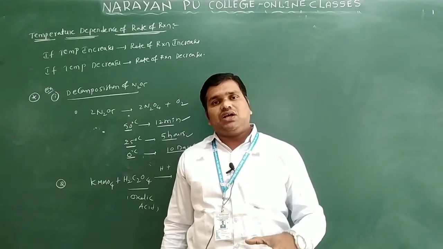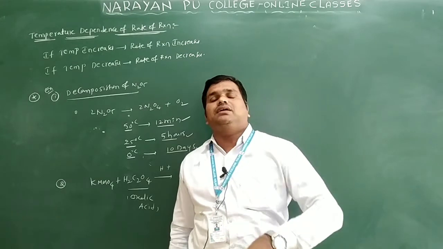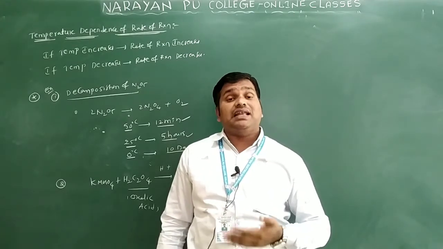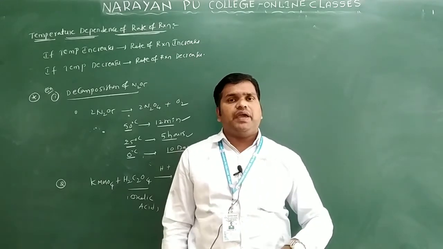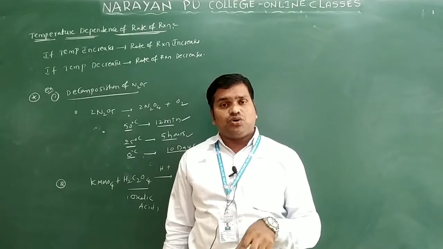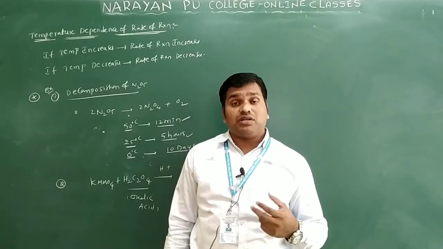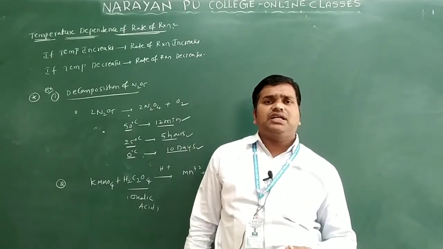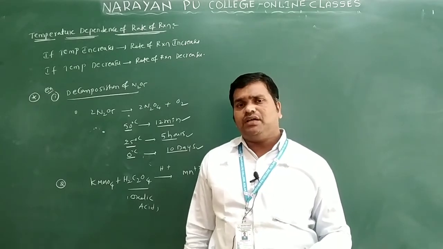Suppose you are not heating the conical flask with oxalic acid. Then the reaction is not completed in a short time. It will take more time. More consumption of the KMnO4 takes place, and there is no sudden change in the color of the potassium permanganate solution. Generally, we get an end point. What is the end point? The point at which the reaction is completed, but here we are not getting the end point.